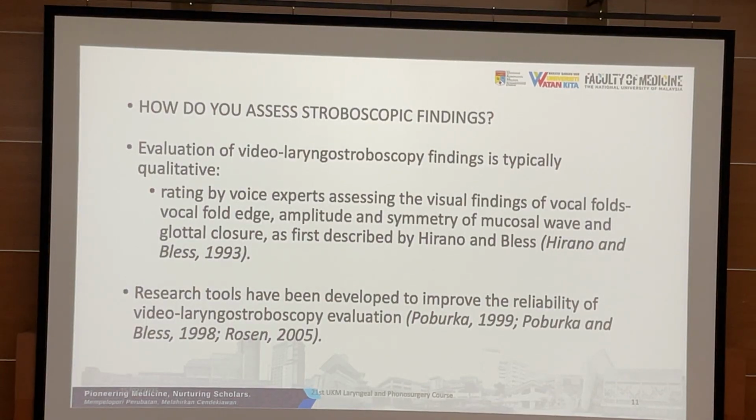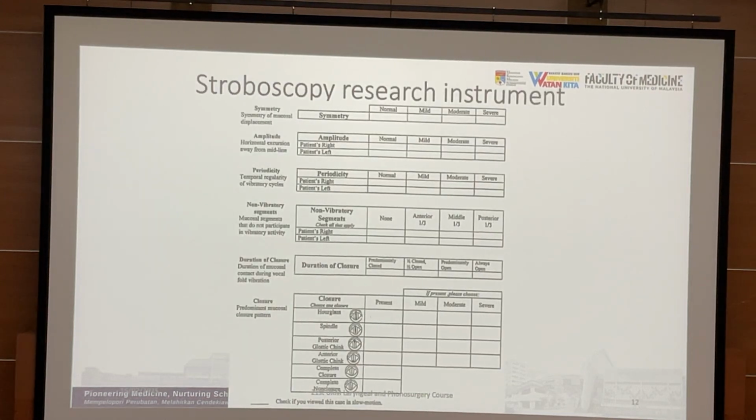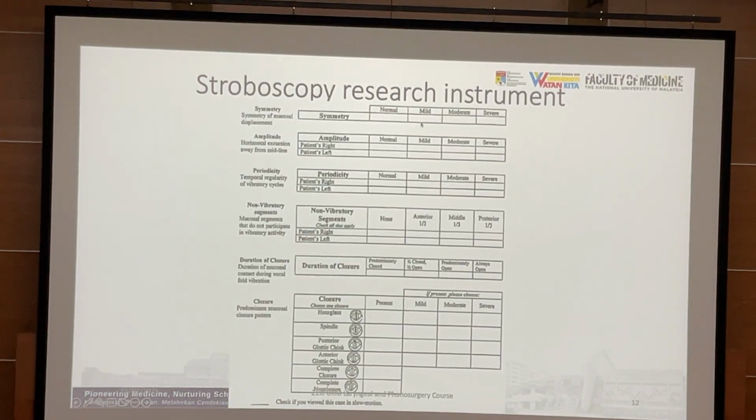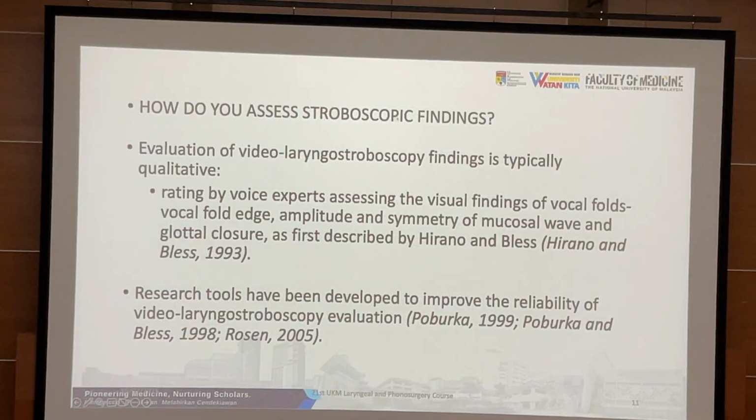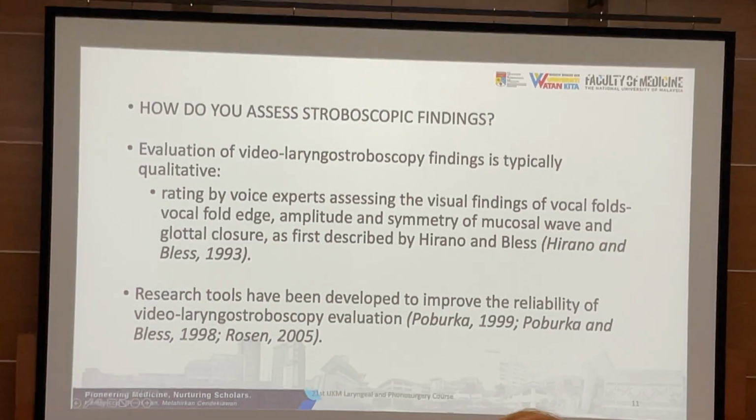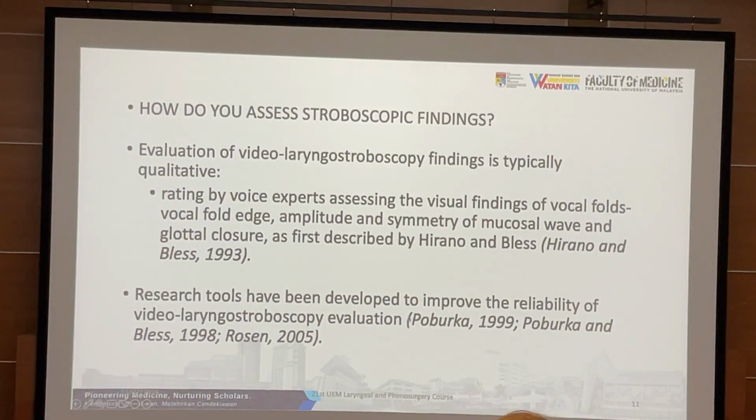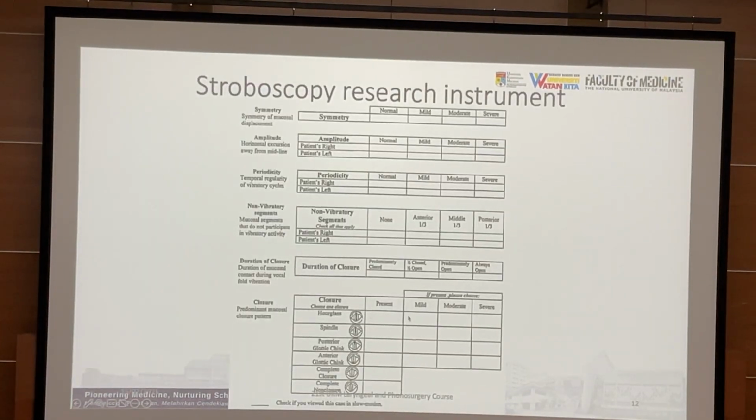Then whenever you see mucosal wave, your mind starts thinking, what are the things that I have to look for? One of the tools used to assess mucosal wave is the stroboscopy research instrument. There are many others, like I mentioned here, Hirano and Bless. There's another one by Poburka. There are many. But the one that, at least in our center, we use is the stroboscopy research instrument, SRI, which is developed and validated by Clark Rosen.